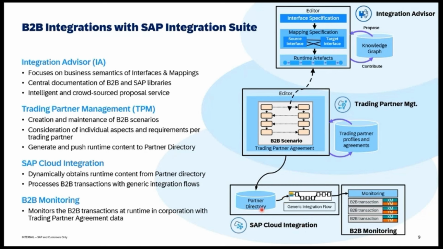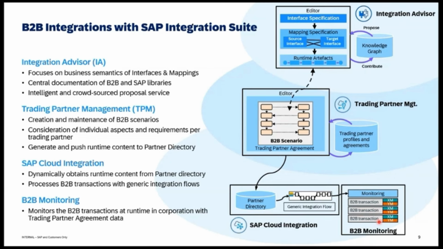So this partner directory is a central repository which stores all the configurations. And here in this image, you can see this generic integration flow. These integration flows are developed by our SAP B2B Integration Factory team, which on runtime execution dynamically reads the values or the configuration parameters from the partner directory, and thus they process the interchanges. Once the interchanges are processed, you can view the status of the interchanges in the B2B monitoring.